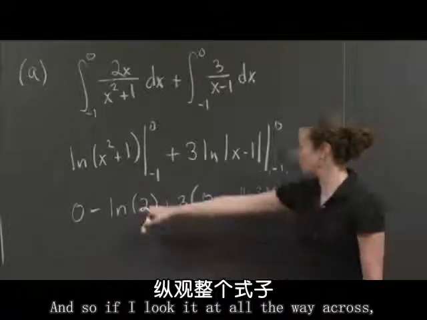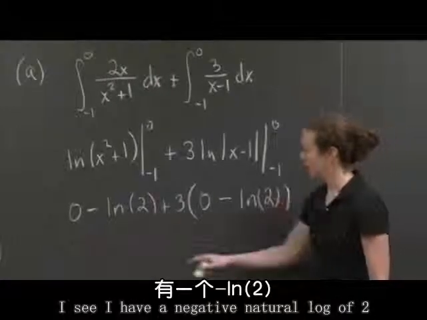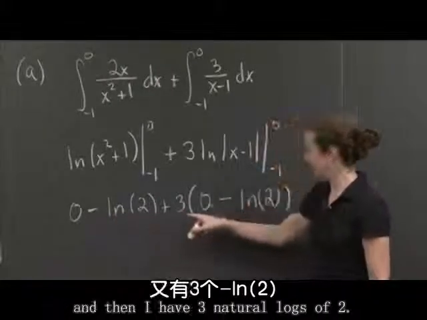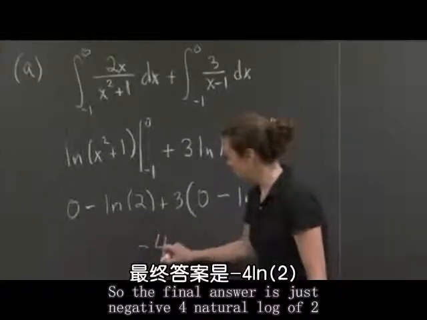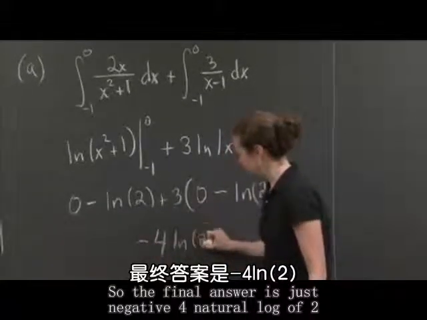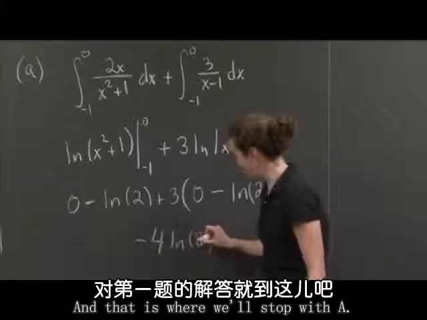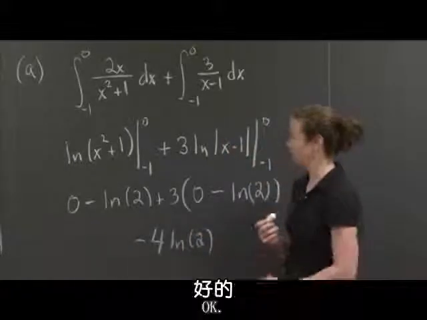And so if I look all the way across, I see I have a negative natural log of 2, and then I have 3 negative natural logs of 2. So the final answer is just -4 natural log of 2. And that is where we'll stop with A.